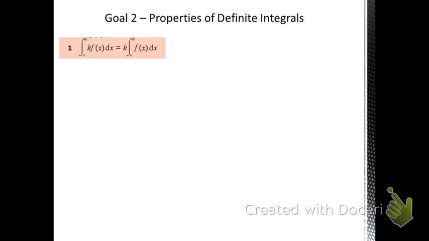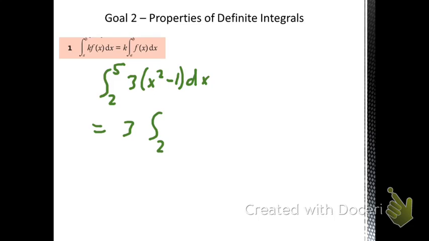Alright, so let me just write a quick example of that. If I was trying to find the integral from 2 to 5 of, say, 3 times x squared minus 1 with respect to x, that would be equal to the same thing as 3 times the integral from 2 to 5 of x squared minus 1 with respect to x. Very simple. Let's keep on moving.